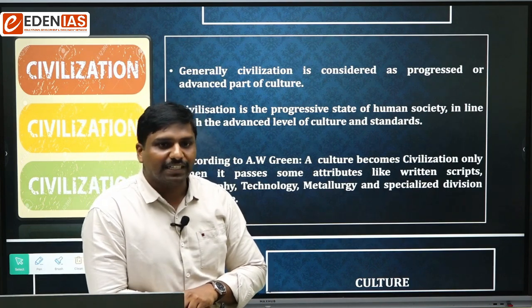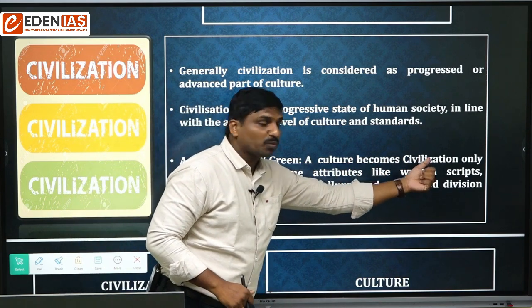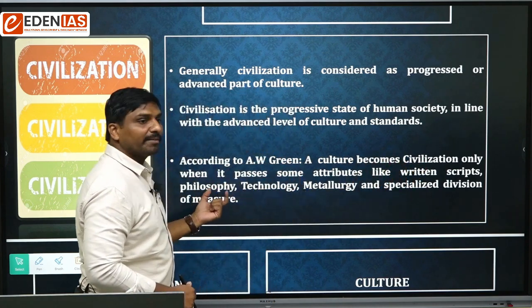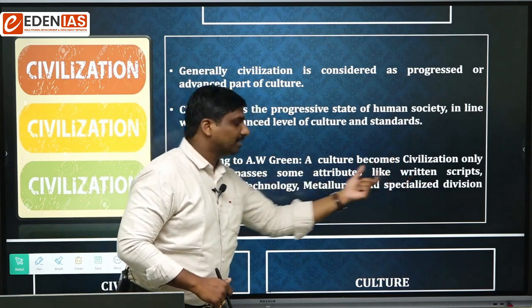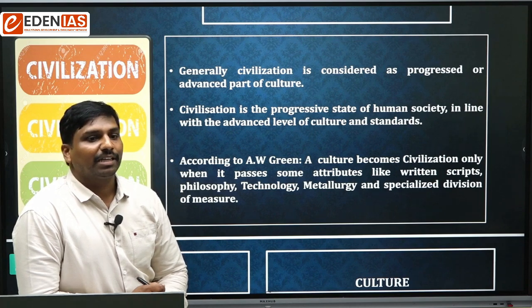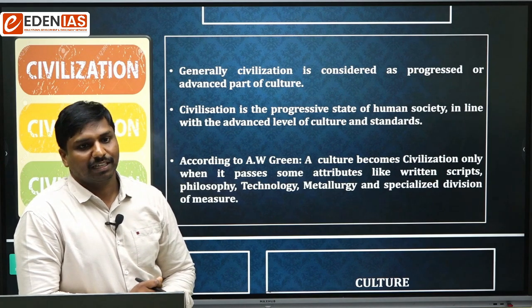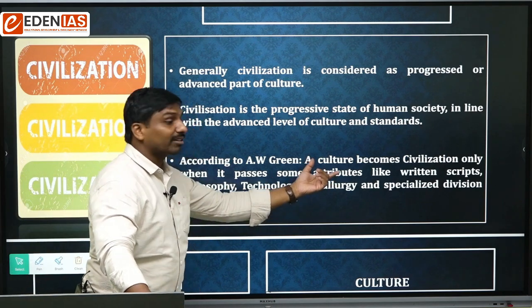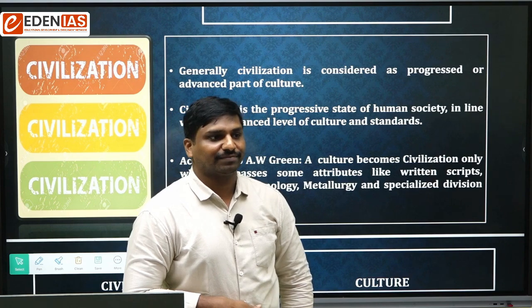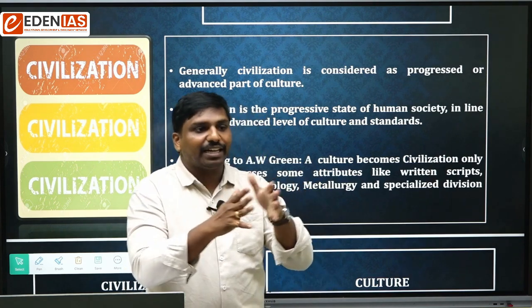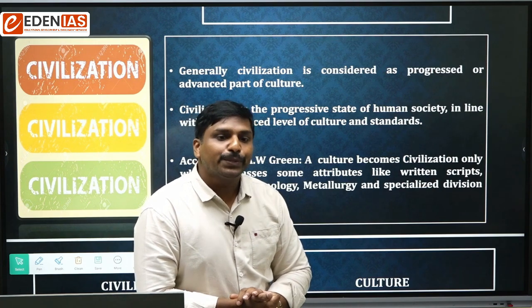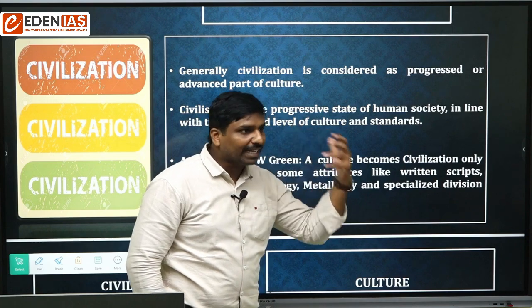According to A.W. Green, a culture becomes a civilization only when it passes some attributes like the written script, philosophy, technology, metallurgy, and specialized division of labor. He is trying to say that there should be some advanced aspects of the society. Are you getting that? Some attributes like written script. Now you can also differentiate between proto-history, prehistory, and history. The aspect which delineates proto-history, history, and prehistory is the existence of script, isn't it? So if you look at Harappan culture, do we have a script?